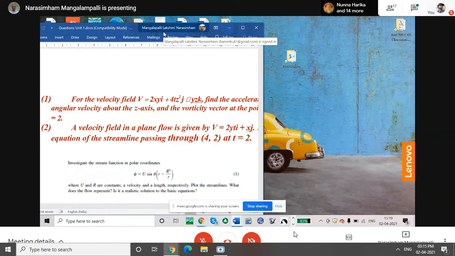Now, one point you tell me: whether the flow is steady or unsteady.